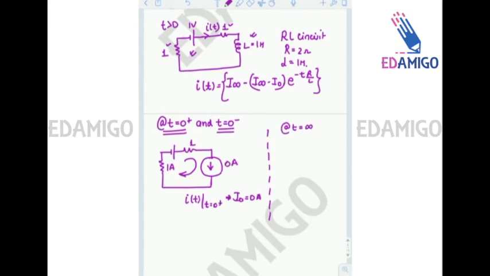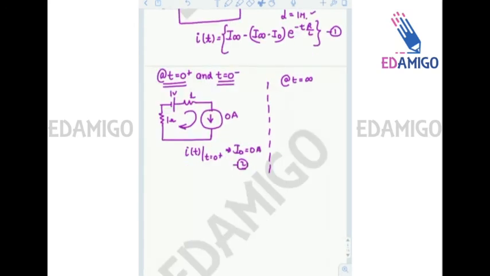At t equals to infinity, when the inductor gets fully charged, the inductor will be replaced by a short circuit. Here it is 1 ohm. So with the inductor replaced by a short circuit, we have a 1 volt battery and a 2 ohm resistance. So we can say that I infinity equals to 0.5 amperes. So this is equation number 1, this is equation number 2, this is equation number 3.